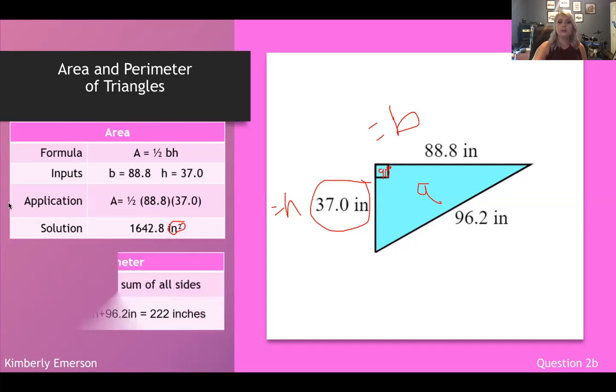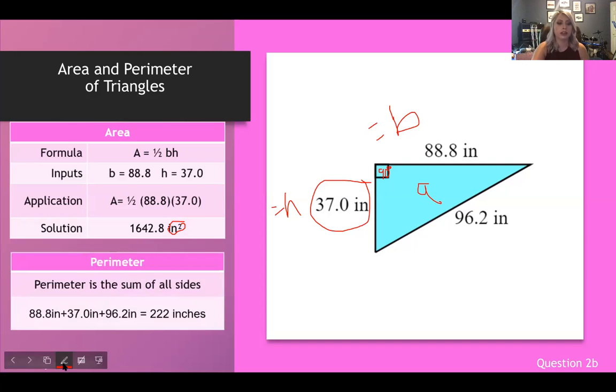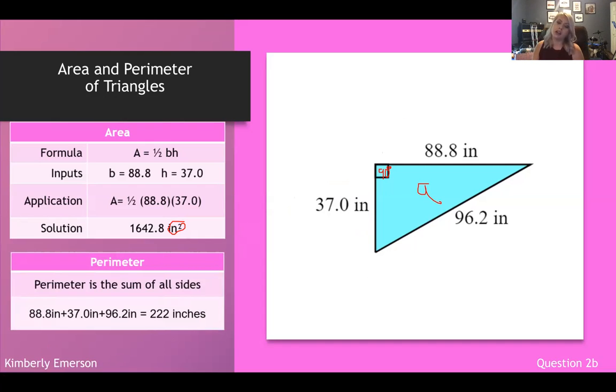Now let's look at perimeter. Perimeter is just like how we did the other one. So let me erase this so we can see it a little bit better. Perimeter, again, is still just the sum of all sides. So it's a little easier to just look and see. We're going to add 88.8 plus 37 plus 96.2 inches, and that'll give us 222 inches. Again, I'm going to point out that that's not inches squared because it's not multiplication. It's just simply addition.